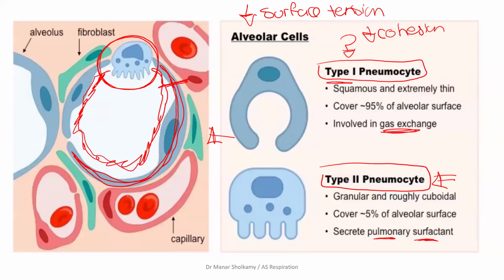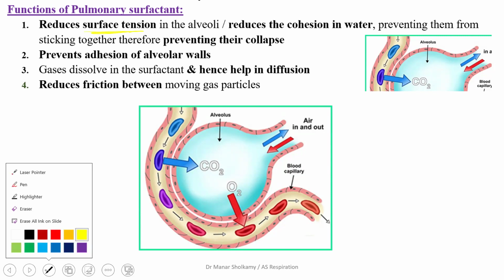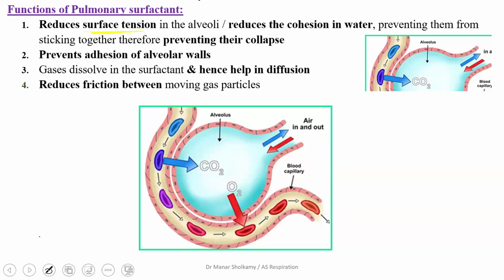Let's look at the list of functions of this pulmonary surfactant. They love this question. Let's read it together. It reduces surface tension, okay? And we want to understand what is surface tension. Here, it reduces cohesion in water. See, this is or. You can write this or that. This is from the mark scheme. It reduces cohesion in water, preventing them from sticking together, therefore preventing their collapse.